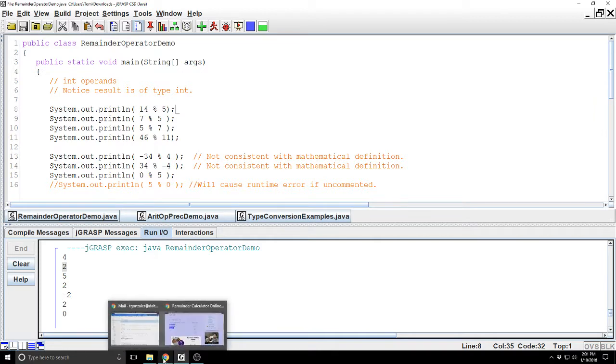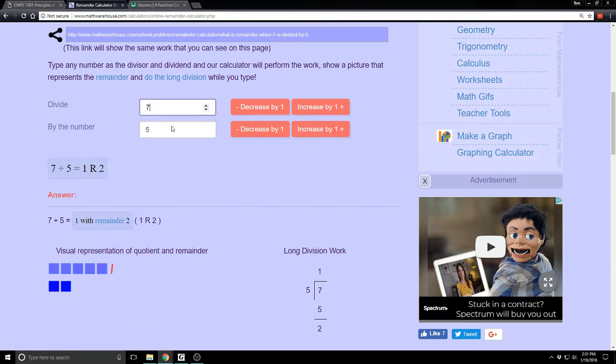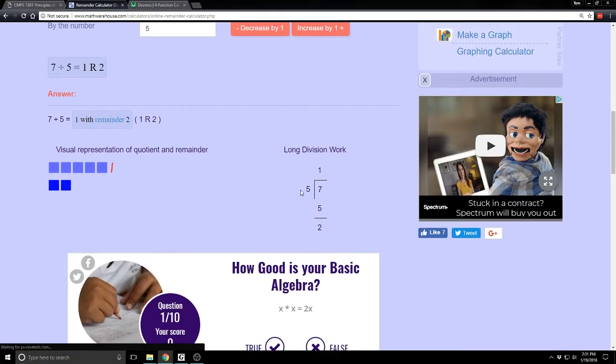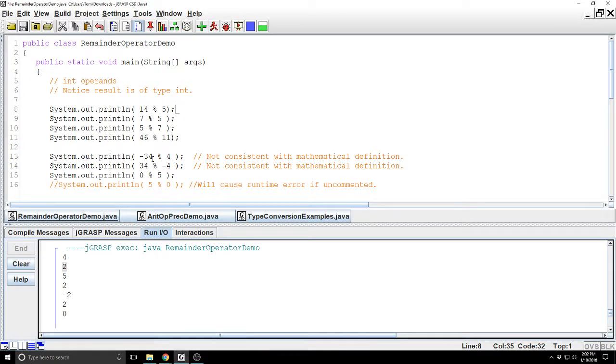Going back through these other things, if you did the long division for 7 remainder 5, 5 goes into 7 1 time, 1 times 5 is 5, and 7 minus 5 is 2. If you did it the calculator way, you do 7 divided by 5, and then subtract off the whole number part, and then times that by what you're dividing by. You get 2, just like Java got.